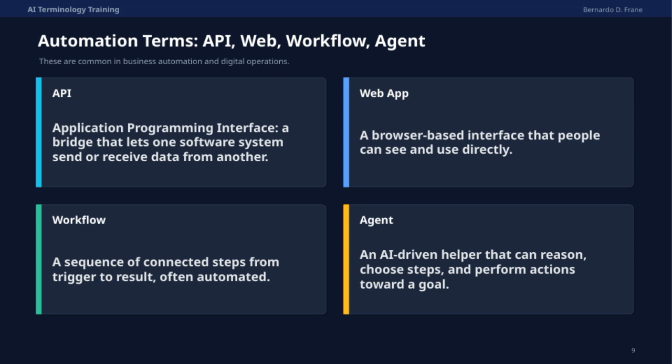All these terms, API, web app, workflow, agent, are common in business automation and digital operations. They form the foundation for building smarter, more efficient systems. Understanding these concepts helps us see how automation can transform everyday business tasks into streamlined processes.